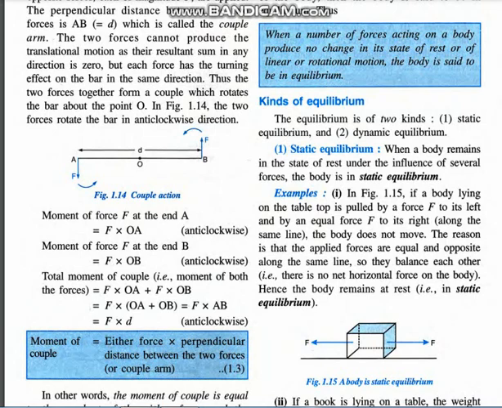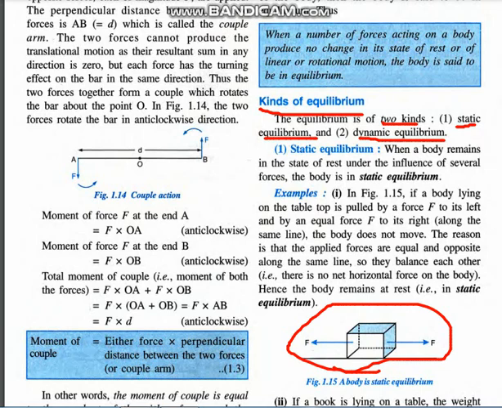So guys, we'll continue. We were on kinds of equilibrium. We were talking about this diagram, right? There are two kinds of equilibrium: static equilibrium and dynamic equilibrium. So what is the meaning of this?